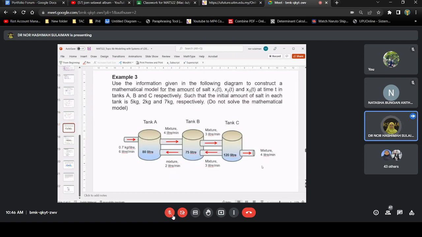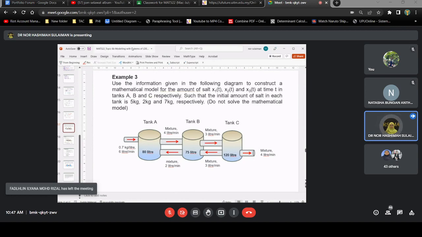Okay, so example 3. Example 3 is another interesting problem whereby dia dah bagi amaran siap-siap: do not solve the mathematical model. Kalau dalam soalan assessment dan final contohnya, dia kata do not solve the mathematical model, maknanya just come up with the model, tak perlu selesaikan. Ini masalah student kita, dia excited, dia tak baca soalan tu betul, dia nak selesaikan benda tu and end up taking so much time, padahal benda tu tak dikira pun. Dia kira cuma model saja. So you have to be very careful when you read the instruction, make sure you follow the instruction. Kalau dia kata solve the equation macam example 2 tadi, you selesaikanlah sampai ke sudah.